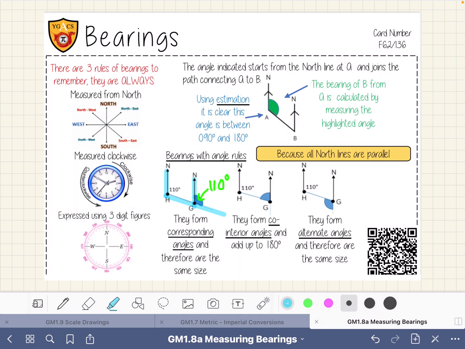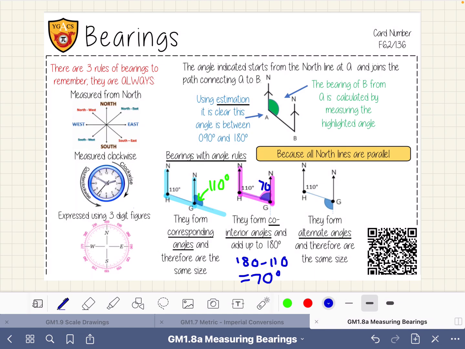The next one we're going to look at is the co-interior angles, where we have the angle here. We want to find out the angle that's inside this time, here. That makes a C-type shape, which is called a co-interior angle, which means inside this shape should add up to 180 degrees. So that means we would have 180, take away the 110 that's already there, giving us a 70-degree angle left over for this angle here.